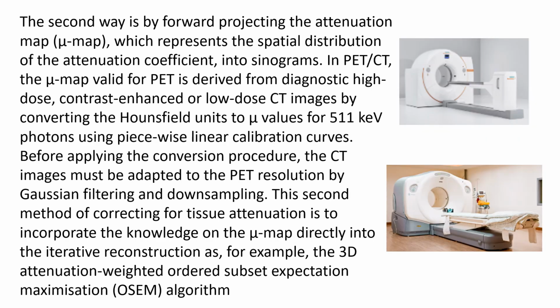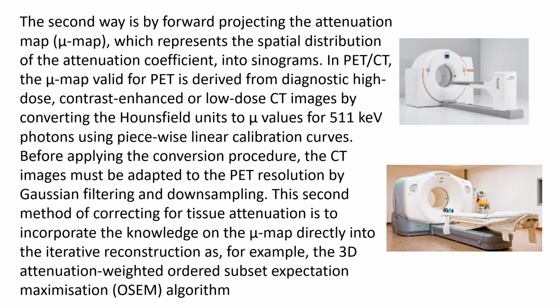The second way is performed by forward projecting the attenuation map, which represents the spatial distribution of the attenuation coefficients, into the sinograms. In PET-CT, the map valid for PET is derived from diagnostic high-dose, contrast-enhanced, or low-dose CT images by converting the Hounsfield units to the values for 511 keV photons, using piecewise linear calibration curves.